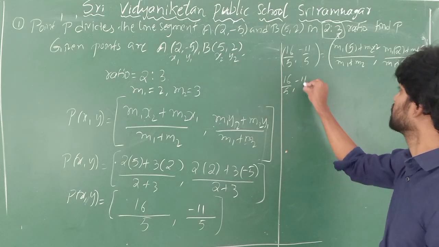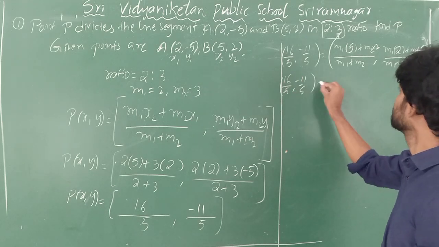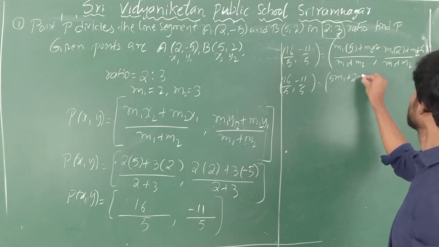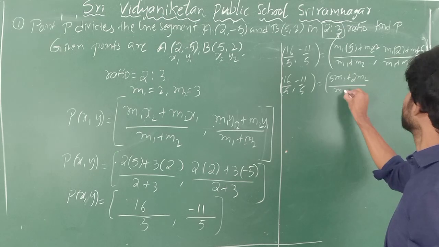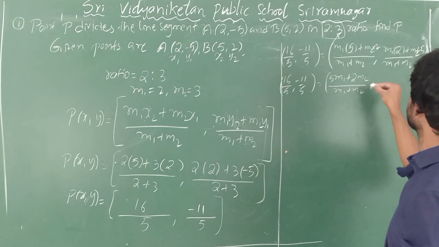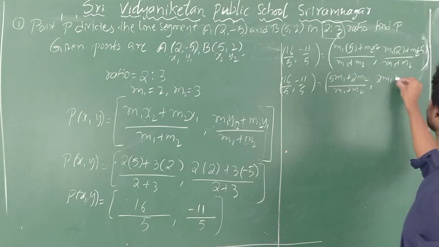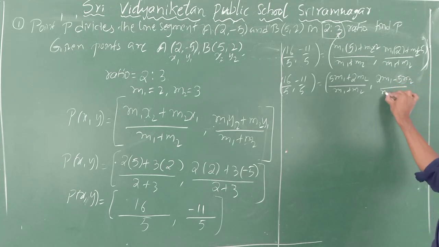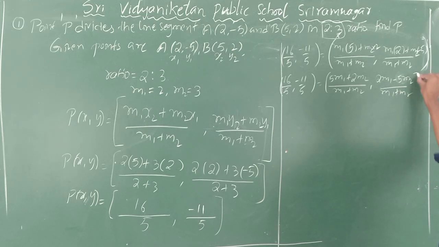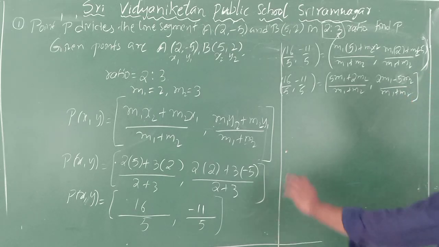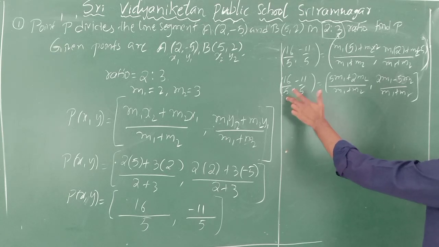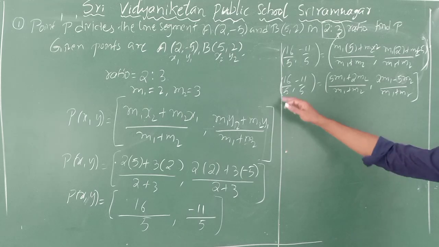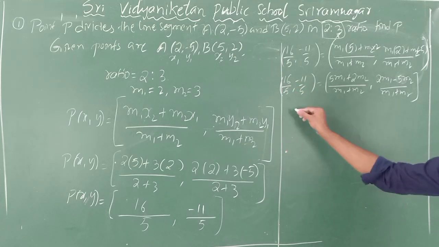16 by 5 minus 11 by 5 is equals to 5m1 plus 2m2 divided by m1 plus m2, and 2m1 minus 5m2 divided by m1 plus m2. Now you can consider any coordinates and compare it, x coordinate to x coordinate, y coordinate to y coordinate. The x coordinate is positive here, so let us take this one.